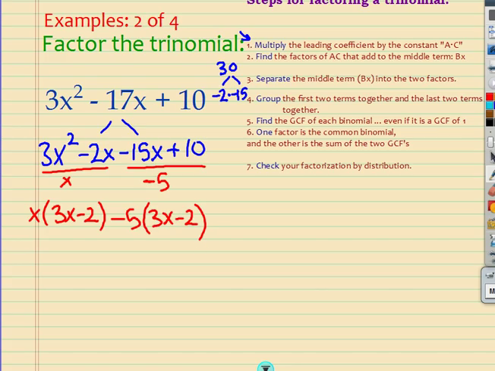As you can see, we have matching binomials. All we have to do is write the matching binomial once, and then if you take out the matching binomial from the first group, you have x left. If you take out the matching binomial from the second group, you have minus 5 left. Here's our check step.